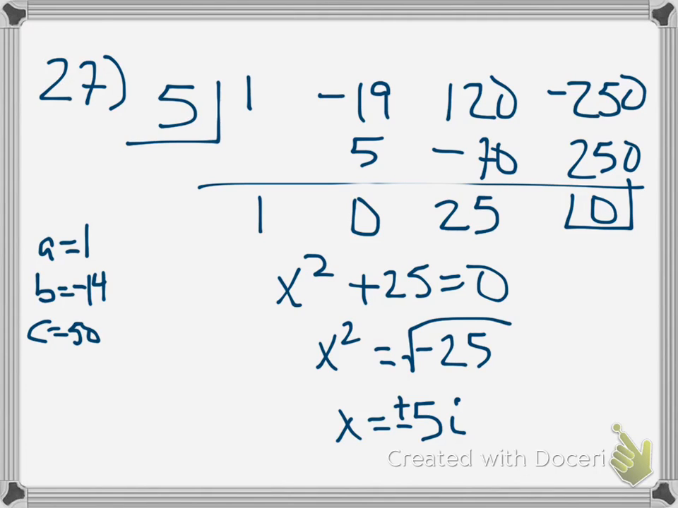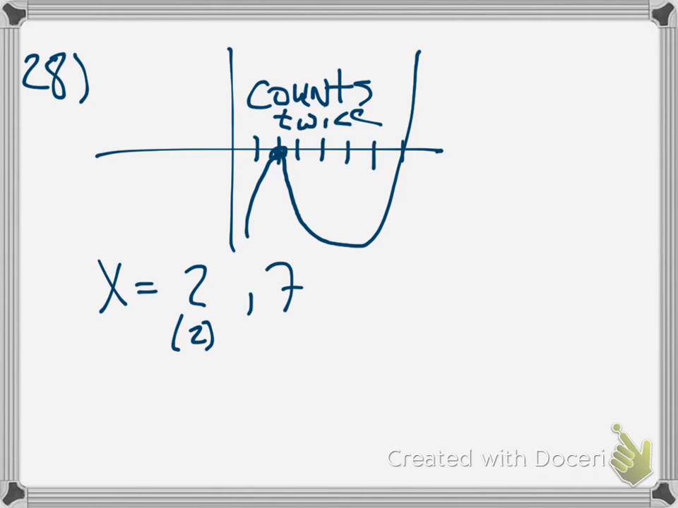28, find all the zeros of the function. Again, see where they cross. Don't forget, if it turns or just touches and doesn't cross through it, that one will count twice. So you can kind of see that.